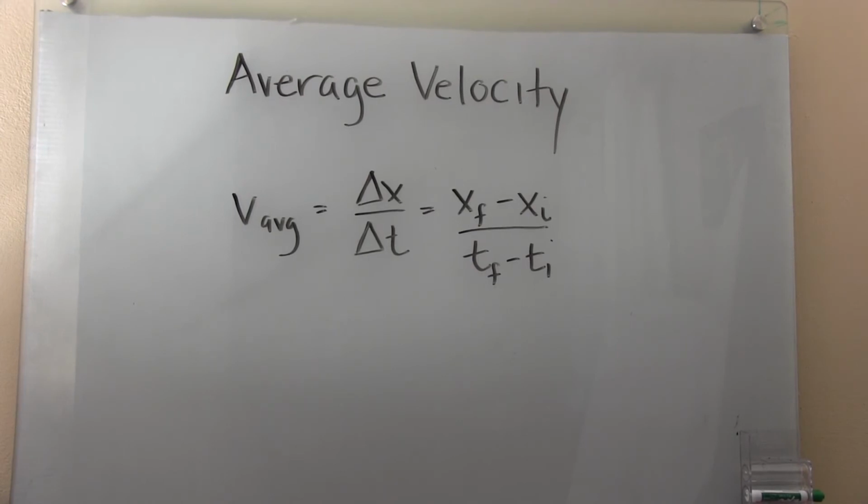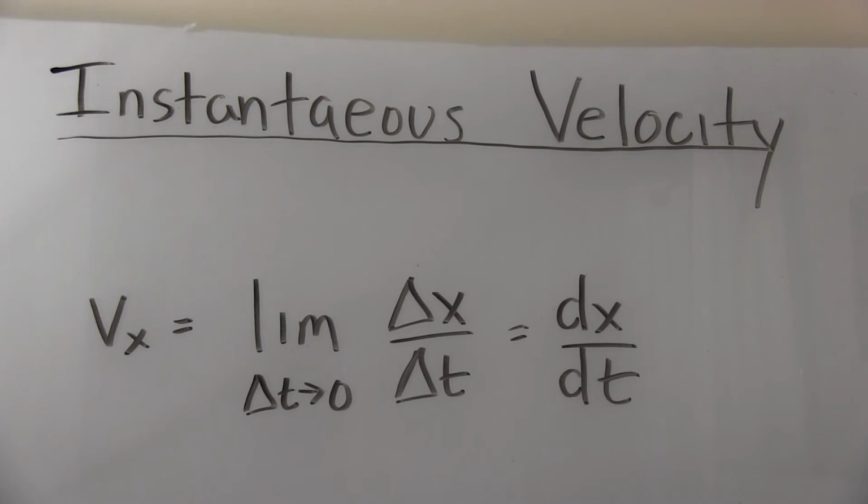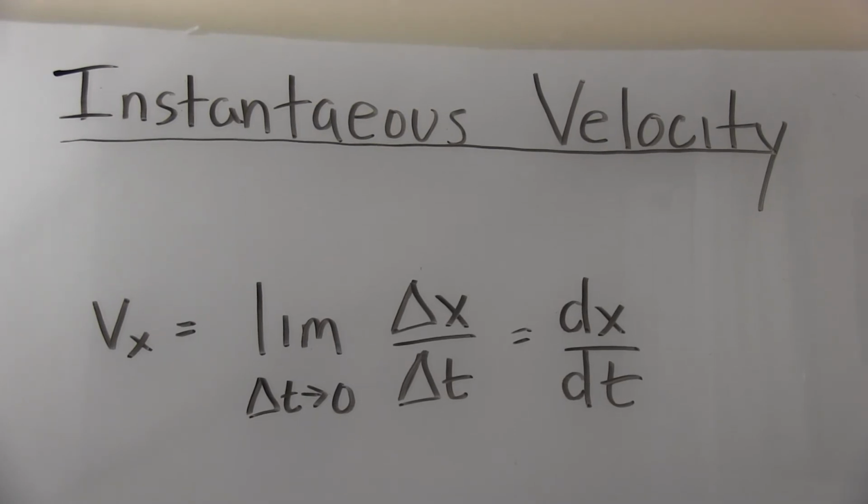We will define the average velocity as delta x over delta t, which is equal to the final position minus the initial position divided by the final time minus the initial time. The instantaneous velocity is defined as the limit as delta t goes to 0 of delta x divided by delta t, or the derivative dx dt.